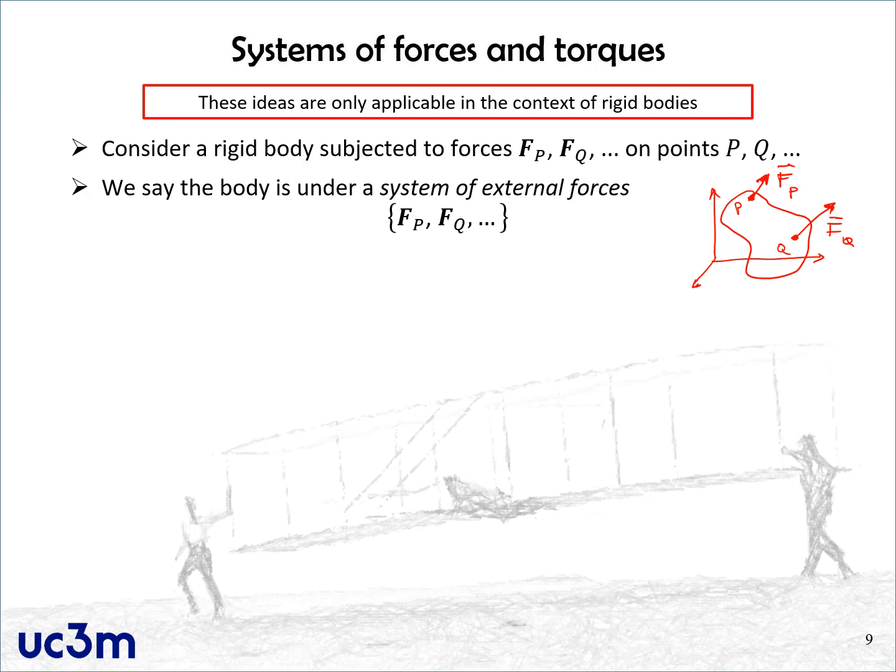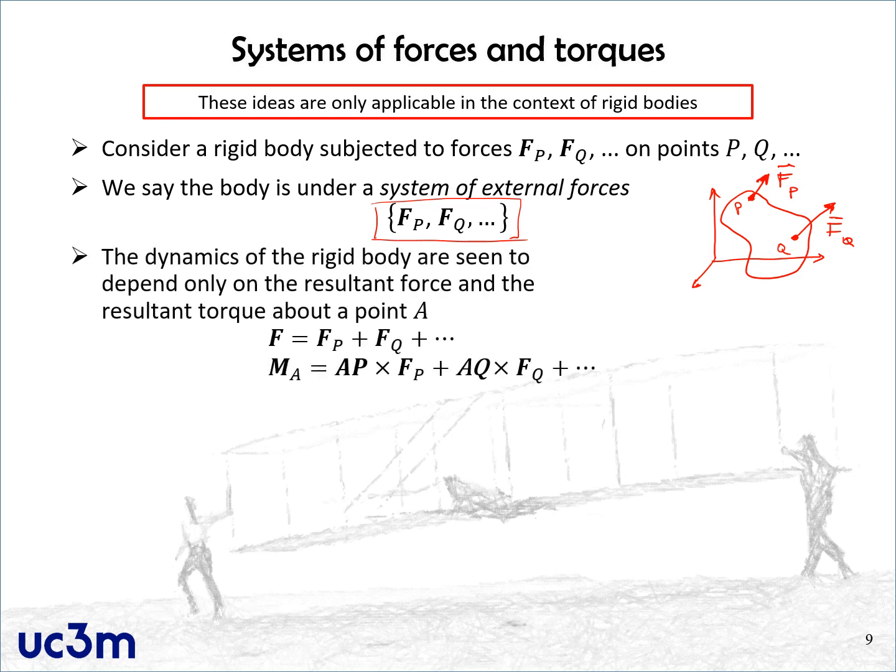Now we say in this case that the body is under a system of external forces, and we can use this nomenclature if you want. All right. Now, as we have just seen in the previous slide, the dynamics of the rigid body do not depend on the individual forces. They only depend on the resultant force, defined as the sum of all these forces, and the resultant torque, defined as the sum of all the torques of all these forces about one point.